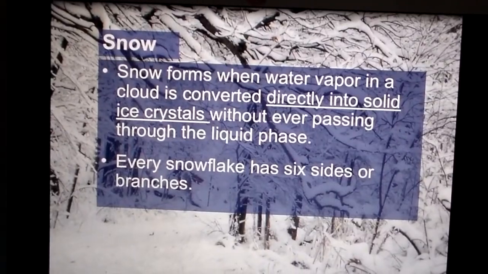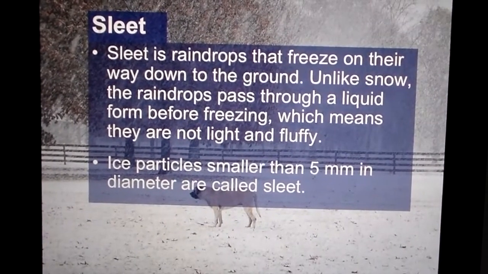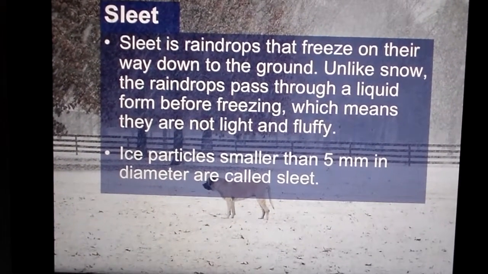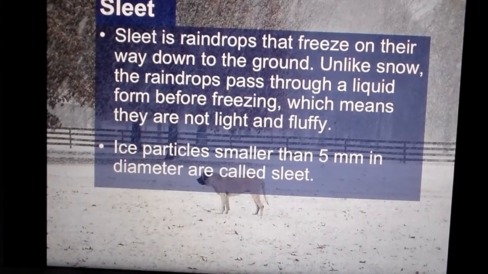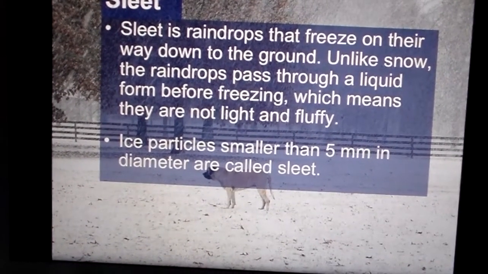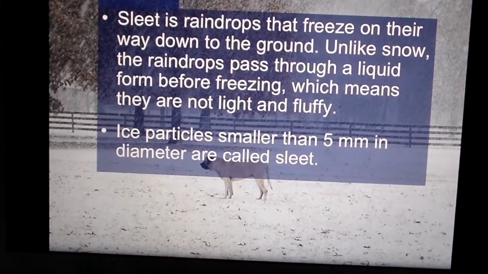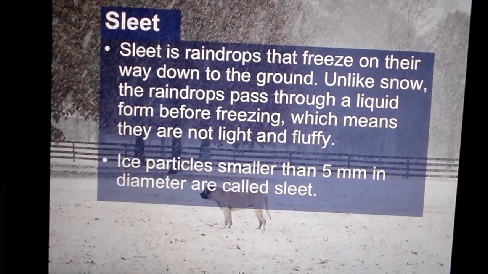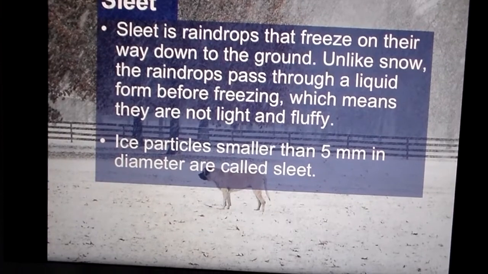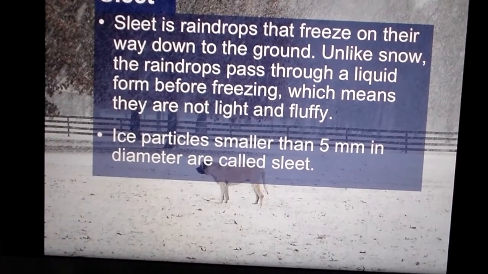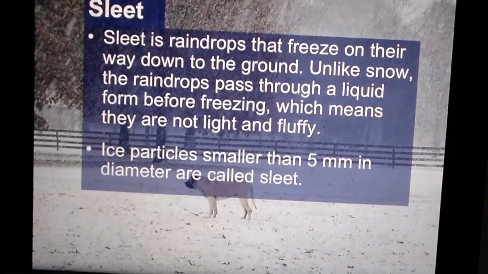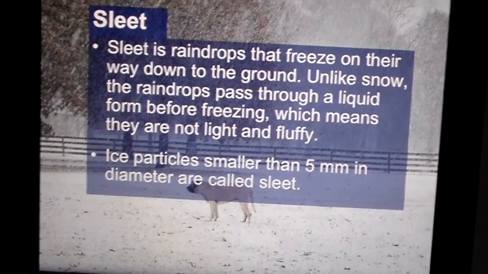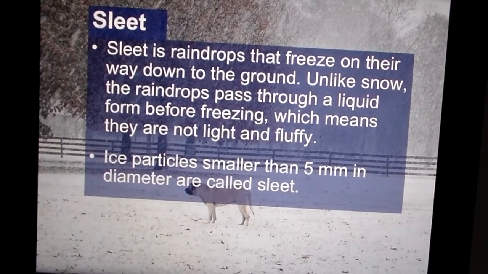The one that's a weird in-between that is kind of complicated is sleet. Sleet starts as raindrops falling from the sky, but then they freeze in the air on their way down to the ground. So they definitely are a liquid before they freeze solid, which means they're not very light and fluffy. Basically, if the ice is smaller than 5 millimeters in diameter, we call that sleet. And again, sleet is not one of those types of precipitation we see here in San Jose. It's kind of an in-between of rain and snow.